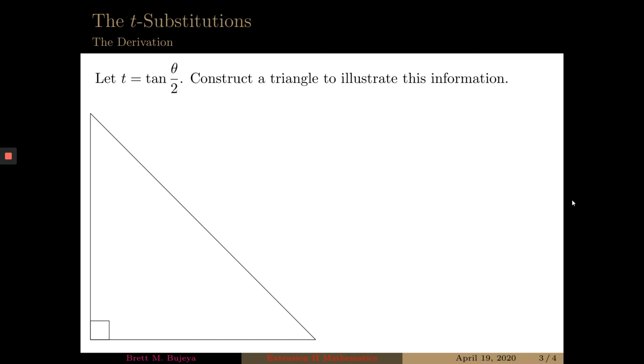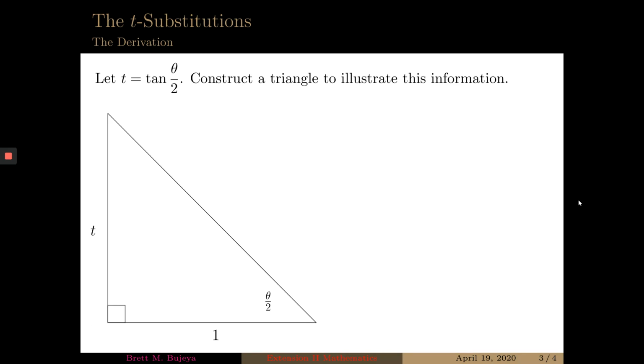So if I let this angle here be theta on 2, then using the definition of tan being opposite over adjacent, I can label the other two shorter sides. Then using Pythagoras theorem, I can find what the hypotenuse is. So that's really a stage 5 question for your trigonometry, and stage 4 for Pythagoras theorem.